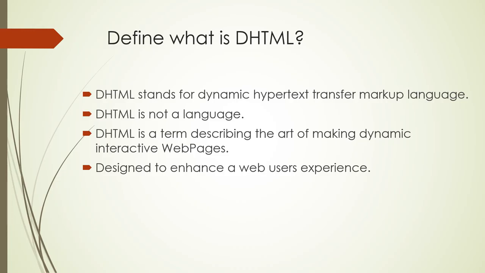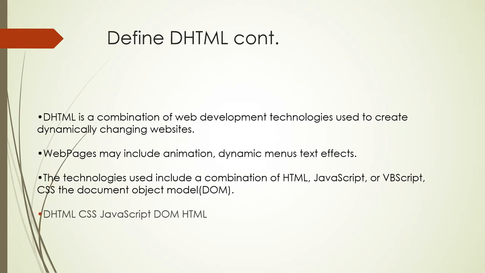According to the definition, DHTML stands for Dynamic Hypertext Markup Language, but DHTML is not a language. Basically, it uses tags like HTML and describes the art of making dynamic, interactive web pages, designed to enhance the web user experience. It is a combination of web development technologies to create dynamic web pages, including animations, dynamic menus, and text effects, using a combination of HTML, JavaScript, VBScript, cascading style sheets, etc.